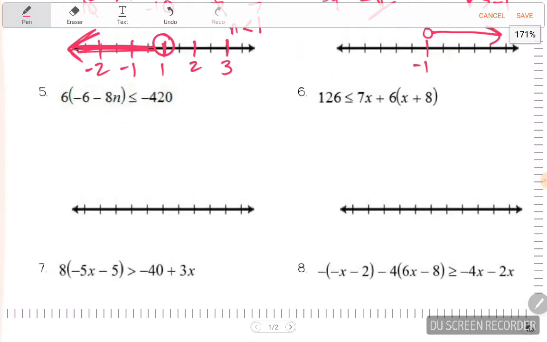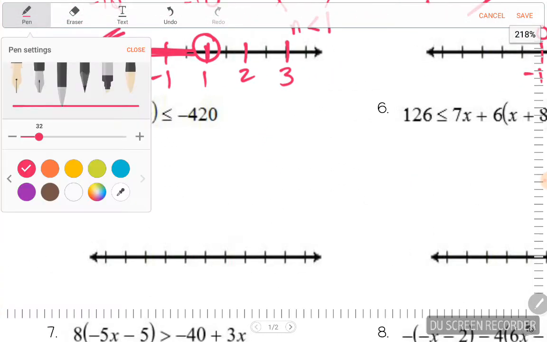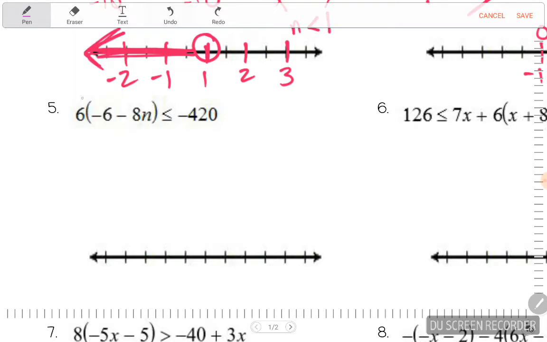Okay, number 5, I'm going to start this one. Let's change pen color. I'm going to start this one by distributing. So 6 times -6 gives me -36. 6 times -8n is going to be -48n. Drop down the sign. And -420. I want to solve for n. Right now there's a 48 in the way and a -36.